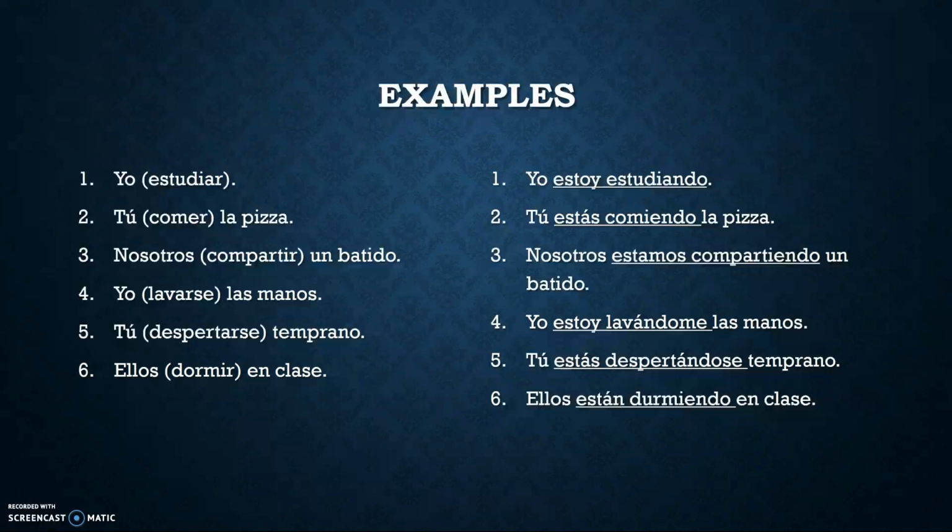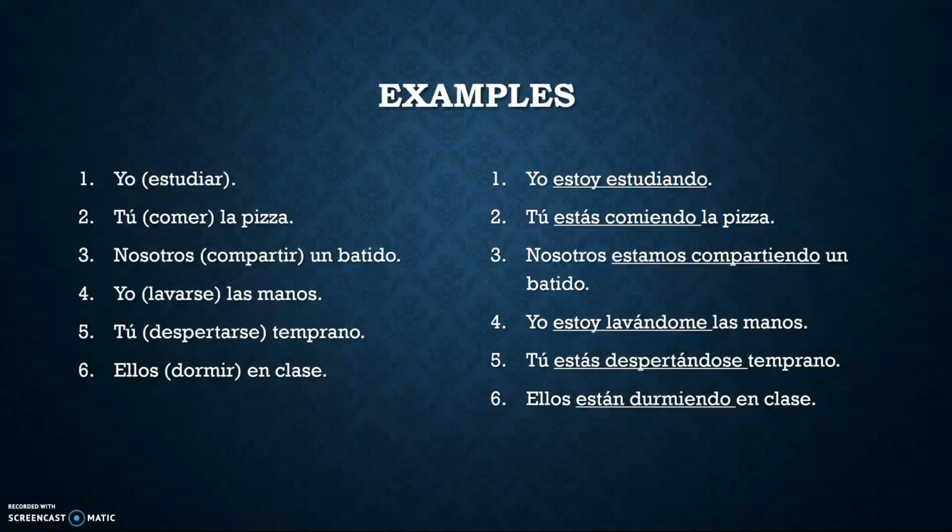So let's look at how this would actually play out on a quiz. You're only going to see the action verb in parentheses. You have to remember to add the estar in front. So number 1 becomes yo estoy estudiando. Number 2, tú estás comiendo la pizza. 3, nosotros estamos compartiendo un batido.